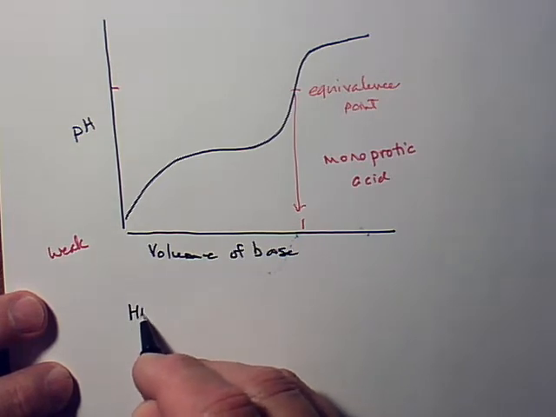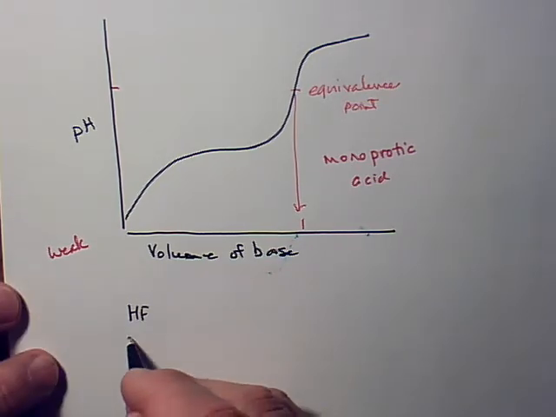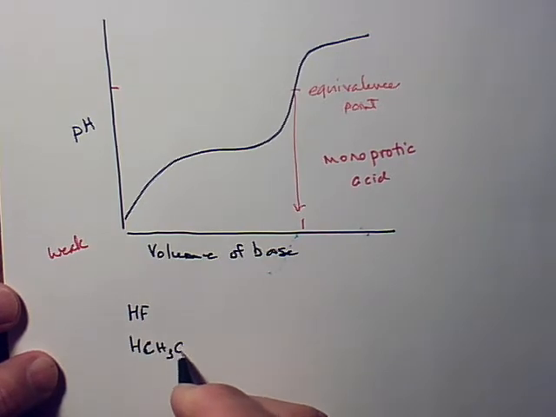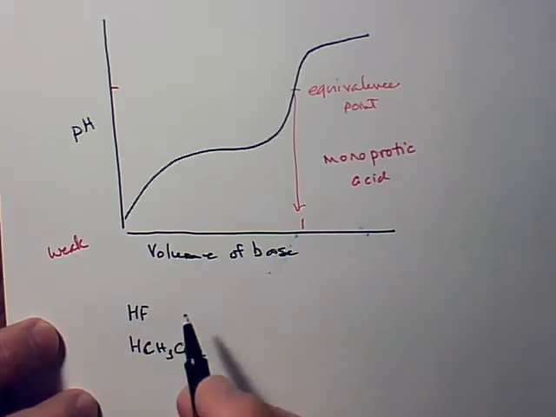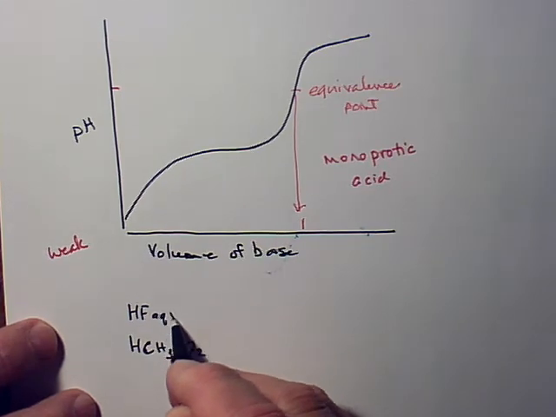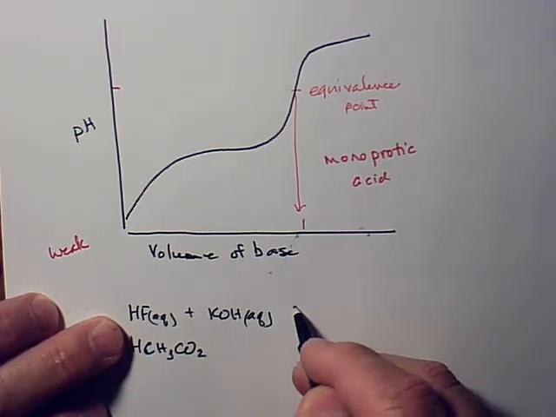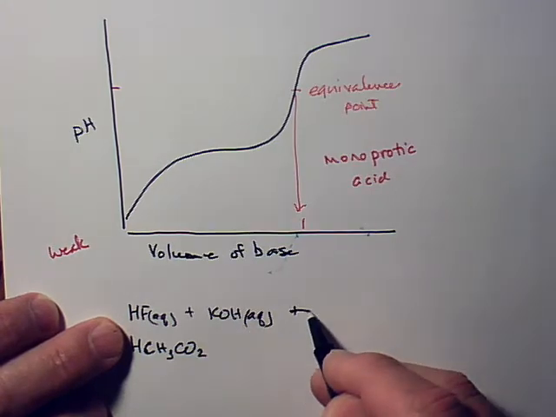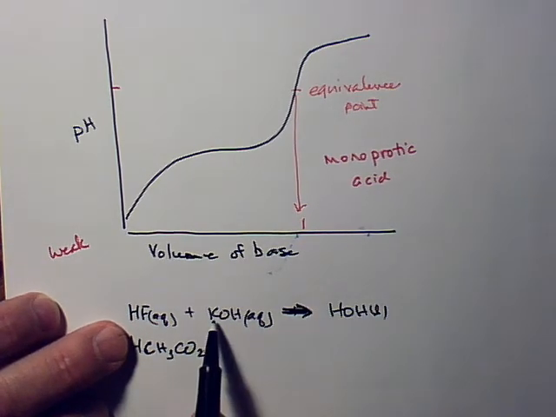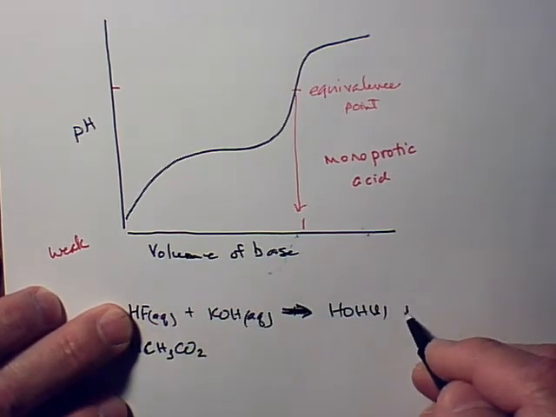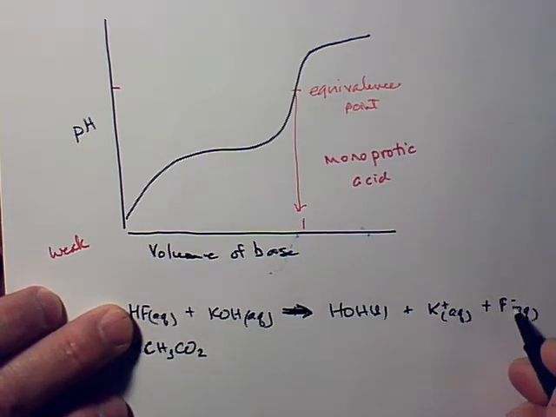Okay? A weak monoprotic acid might be HF. Or, we've already done a lab with one weak monoprotic acid, HC2H3O2. That's a weak monoprotic acid. If we put the HF with KOH, the one hydrogen gets pulled off and joined up with the hydroxide, and you get water. The potassium and the fluorines are freed. Or fluorides. Okay?